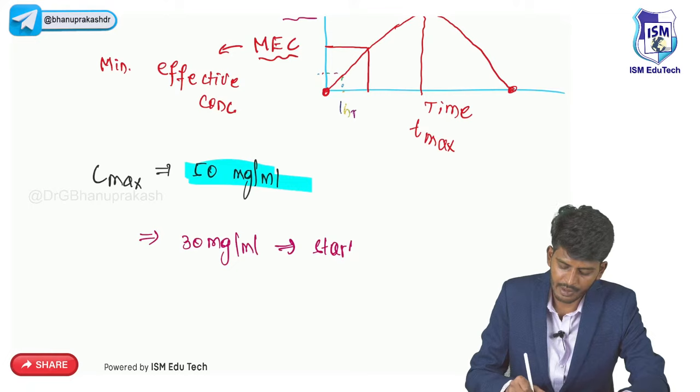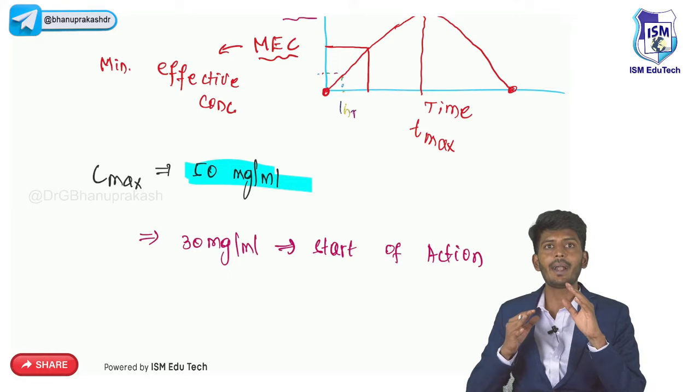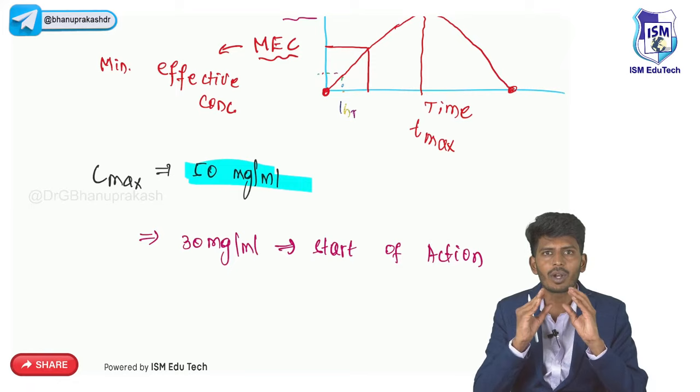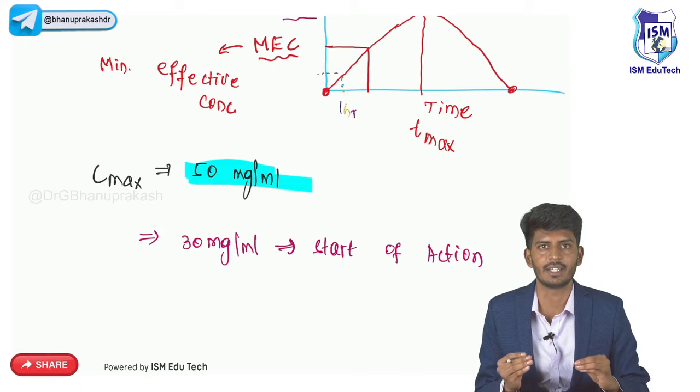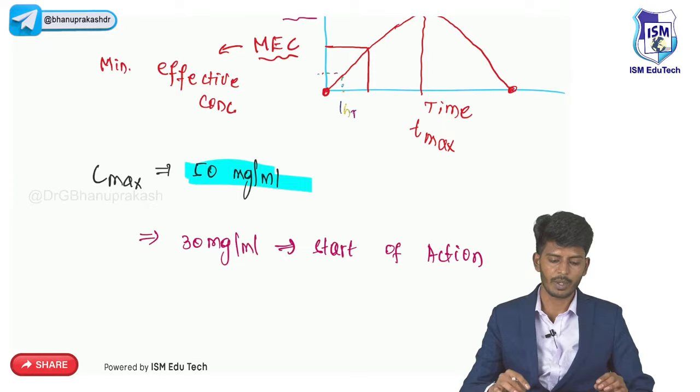Let's understand. I gave a painkiller. The maximum it can reach is 50. But at the 30 itself, pain will start to decrease in the patient. So, what is the minimum concentration that has to be present in the blood vessel so that the effect will be seen? That is only called as MEC, which is also called as minimum effective concentration. So, this is the most important aspect which you need to understand, MEC.